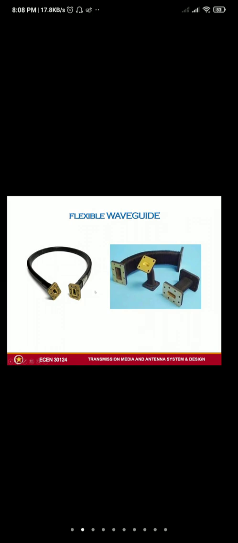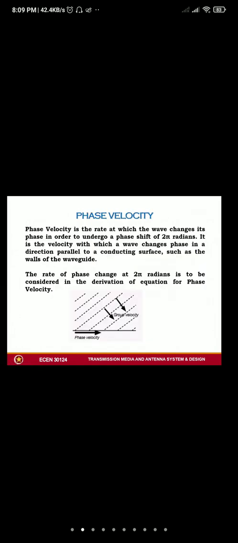Okay, paano nag-ooperate ang signal sa loob ng waveguide? So first, it must have a phase velocity. Dalawa yung klase ng velocity sa waveguide, phase at saka group velocity. So yung phase velocity, it is the rate at which the wave changes in phase in order to undergo a phase shift of 2 pi radians or 360 degrees. Ang requirement kasi ng signal is magkaroon ng phase shifting na ganon.